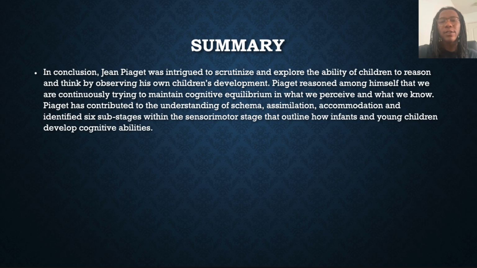Assimilation is when a child fits new information into what they already know. For example, if they know how to shake a rattle, they might shake a spoon the same way. And accommodation is when they adjust their thinking to fit something new, like realizing a spoon doesn't make noise when shaken, so they start banging it or try something else instead.